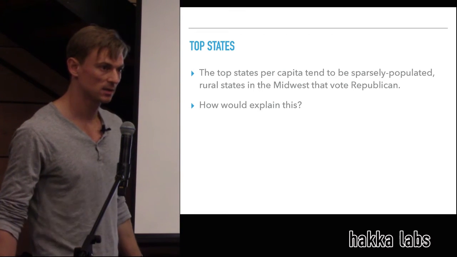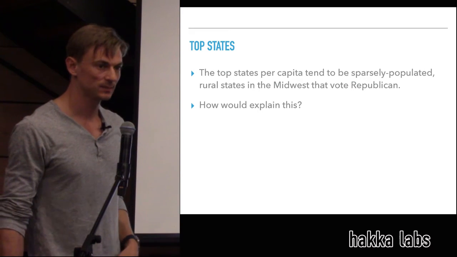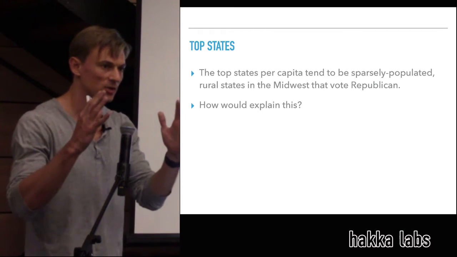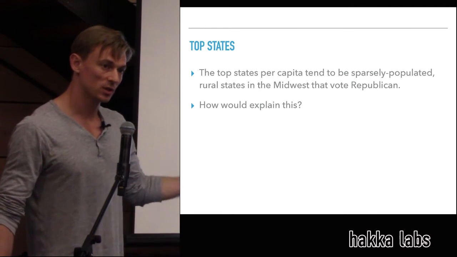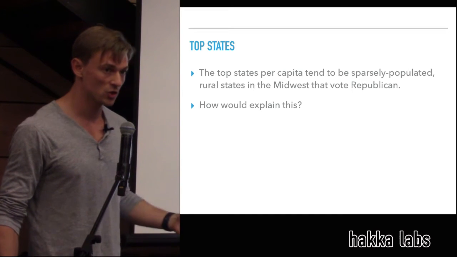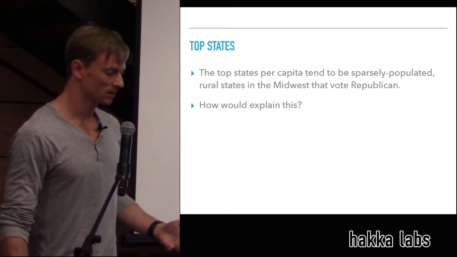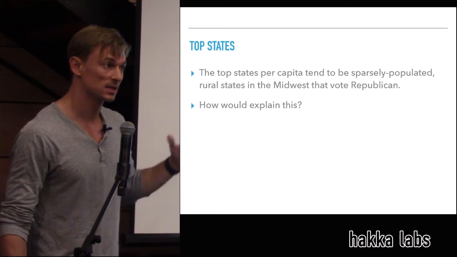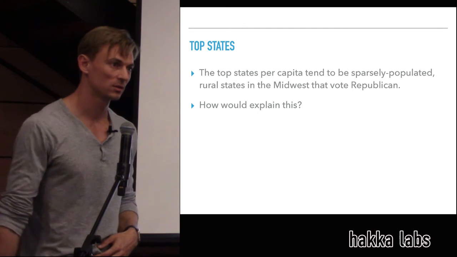Does that make sense? Like imagine a bell curve. You have big states and small states. The big states will be clustered in the middle. The small states will be at either extreme. So by that logic, even if there's no fundamental difference, you would expect to see the Republican sparsely populated Midwest states in the top of the distribution and in the bottom of the distribution.